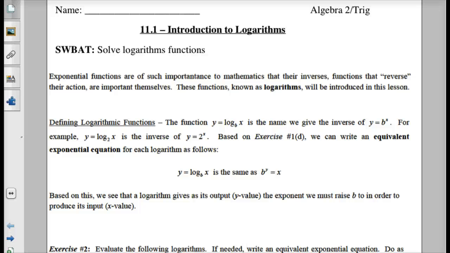Here we go with 11.1. It's Introduction to Log Functions. Our objective is that students will be able to solve simple log functions using the calculator or by hand.